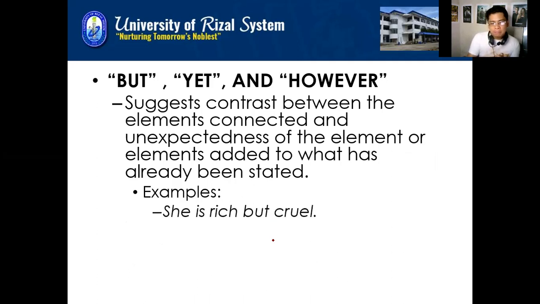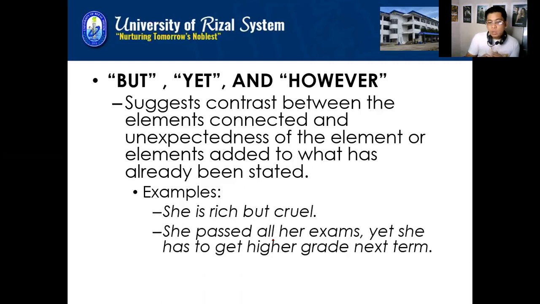So for example, she is rich but cruel. You see the contrast between being rich and being cruel. So that's the contrast that we are pertaining to here. She passed all her exams, yet she has to get a higher grade next term. So that is what we meant by the unexpectedness of the element or elements added to what has already been stated. Okay, so we are expecting something from the subject, she.